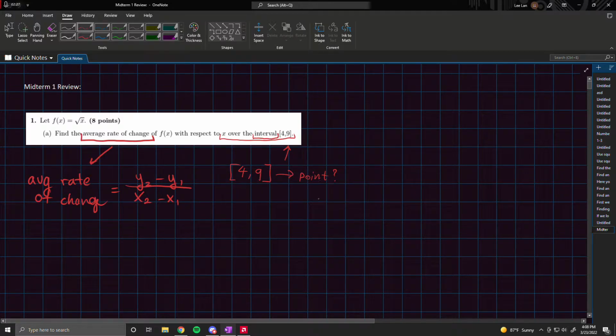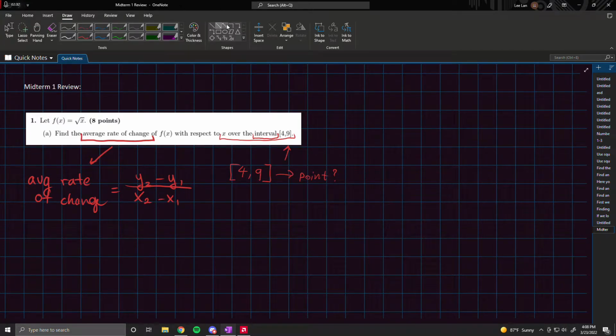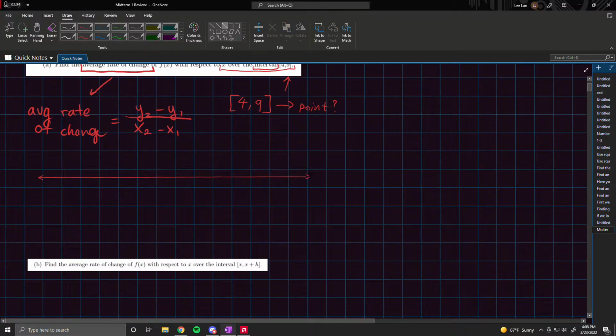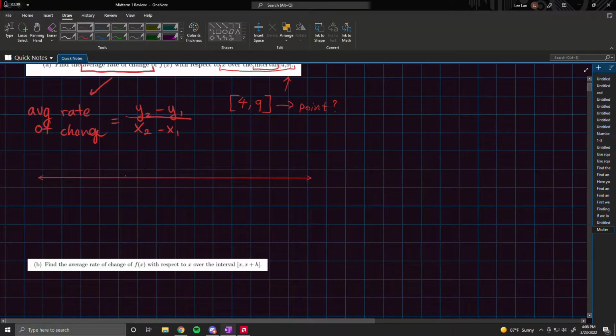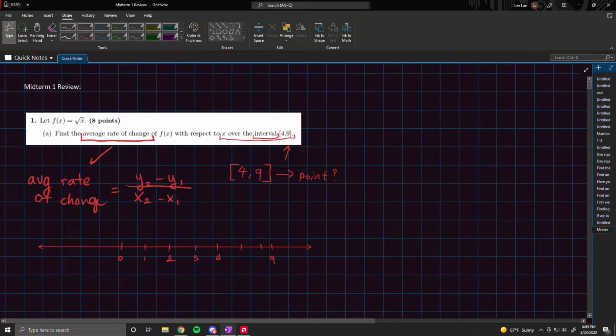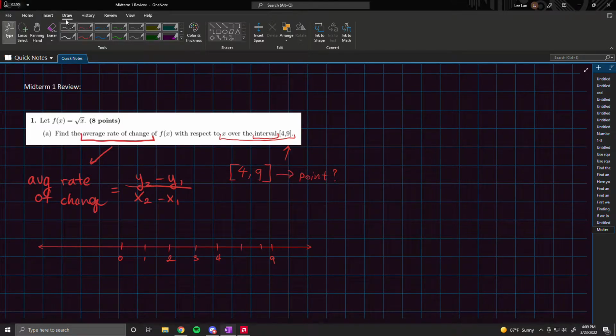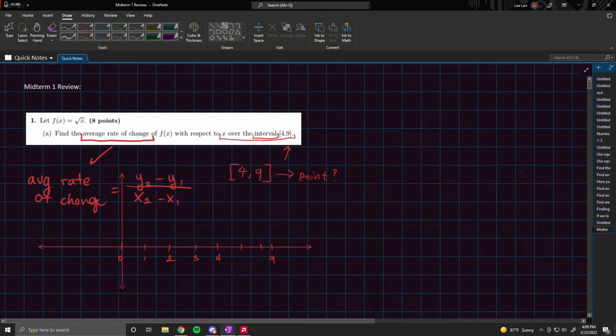I can lead into the question, what is an interval? The way I like to think about an interval is like this. Let's say you have a number line and you have numbers on it: 0, 1, 2, 3, 4, and so on, up to 9. So this is a number line, right? And if you think about what a graph is, I'm probably going to have to draw in here.